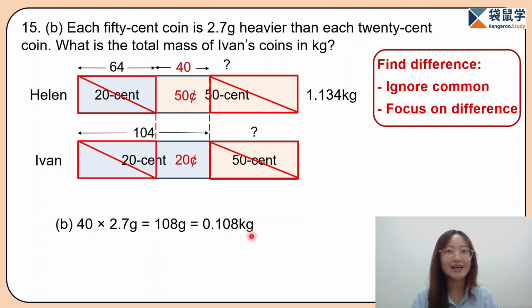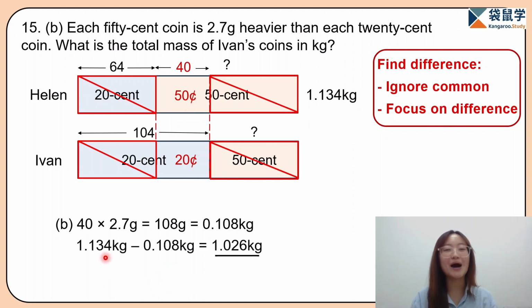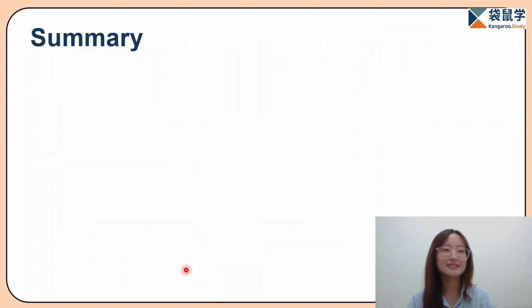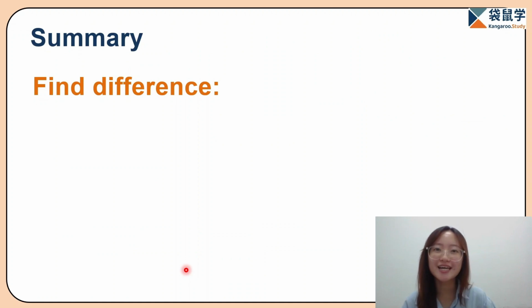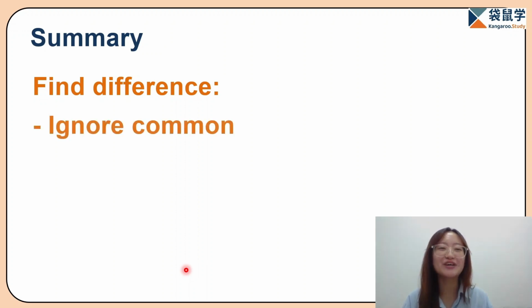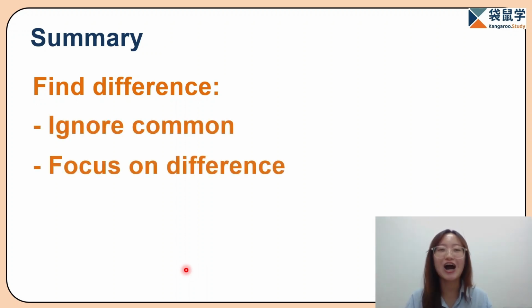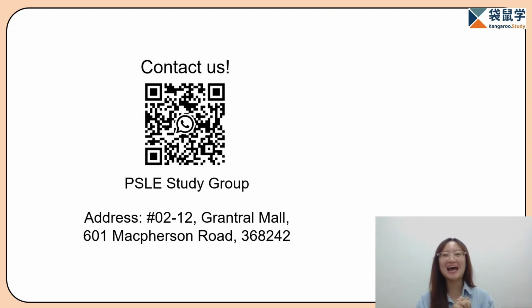And how can we find the total mass of Ivan's coins? Since Helen has more 50-cent coins which are heavier, we can just subtract this difference from 1.134 to get our answer, 1.026 kilograms. And this is how we can solve this question. So let's take a recap on the summary. To find the difference, what is the first thing that we should do? Students who are listening carefully will know that we need to ignore the common parts and focus on the difference. And we have come to the end of the question.